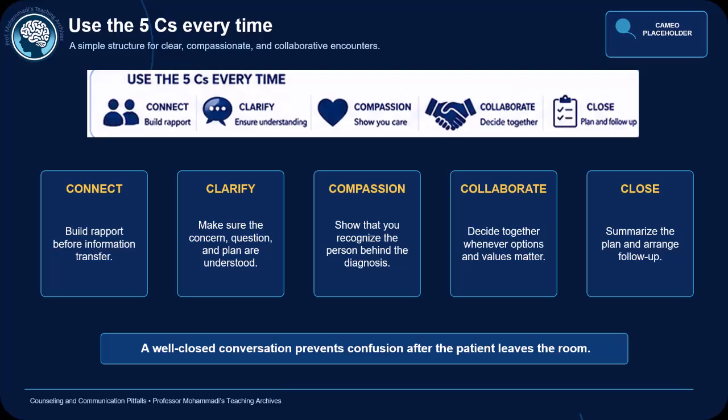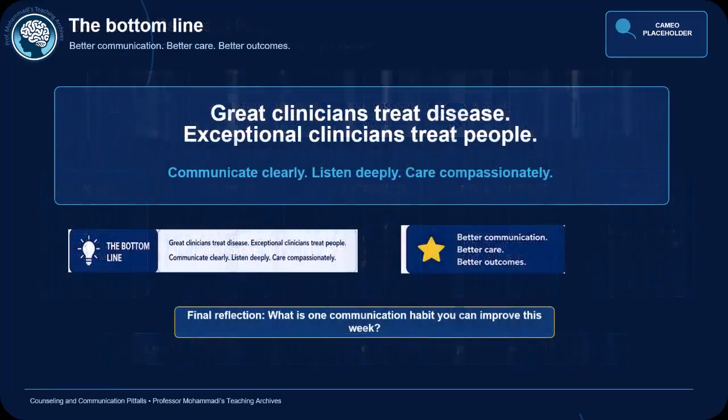Summarize the plan, check understanding, and arrange follow-up. A well-closed conversation prevents confusion after the patient leaves the room and increases the chance that the plan will be followed. Next slide, please. The central message is simple. Great clinicians treat disease, but exceptional clinicians treat people.